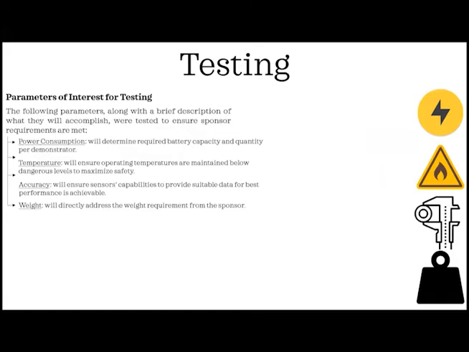The following parameters, along with a brief description of what they will accomplish, were tested to ensure sponsor requirements are met. Power consumption testing will determine required battery capacity and quantity per demonstrator. Temperature testing will ensure operating temperatures are maintained below dangerous levels to maximize safety. Accuracy testing will ensure the sensors' capabilities to provide suitable data for best performance is achievable. Weight testing will directly address the weight requirement from the sponsor.